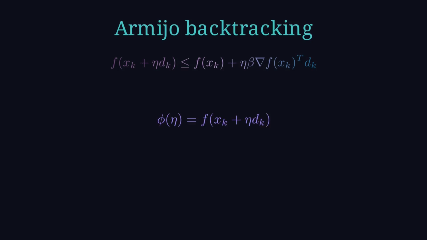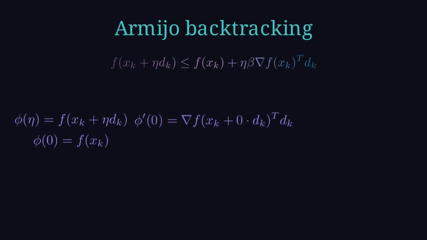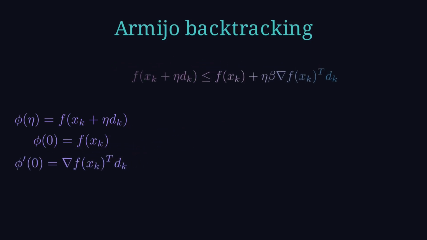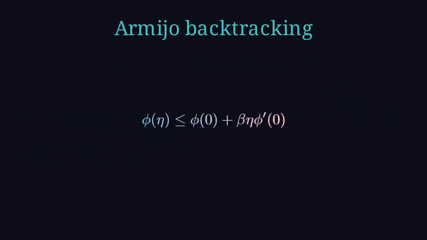Armijo backtracking is an inexact line search technique used in gradient-based optimization. It helps us choose a step size that satisfies certain conditions. The line search function is just the objective function evaluated at the new point. So if the step size is equal to 0, that means there is no movement, so the function value is simply f of x. If we take the derivative of the line search function, we get the second part of the Armijo condition. Combining both gives us the simplified Armijo rule.